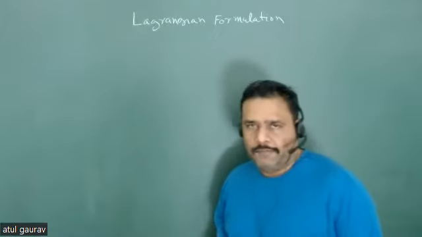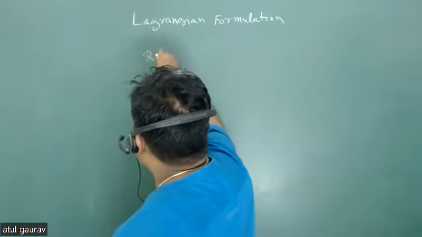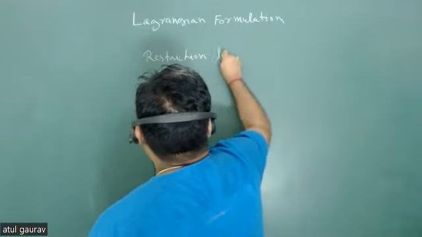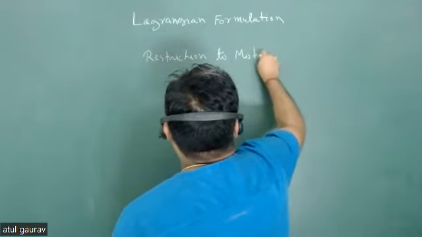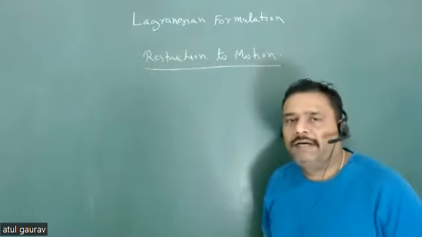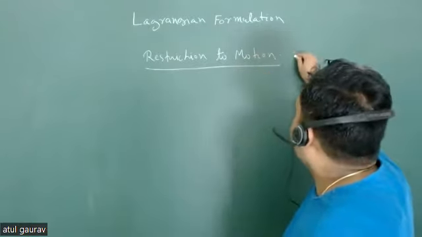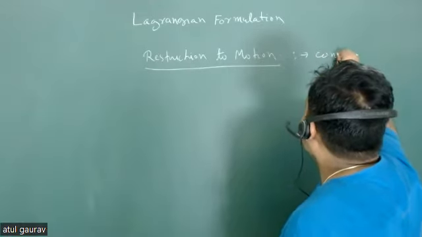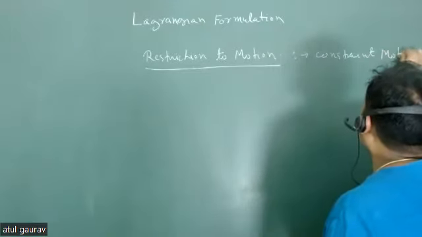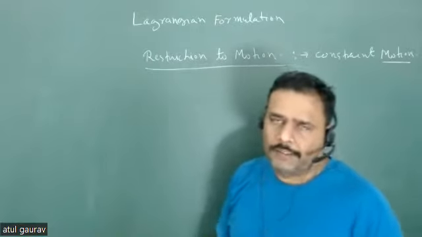The literal meaning of constraint is restriction. So when we are talking about restriction to motion, that is mainly identified as what? A constraint motion. So restriction of motion is actually identified as constraint motion, restricted motion. Okay. So mainly there are two types of constraint.